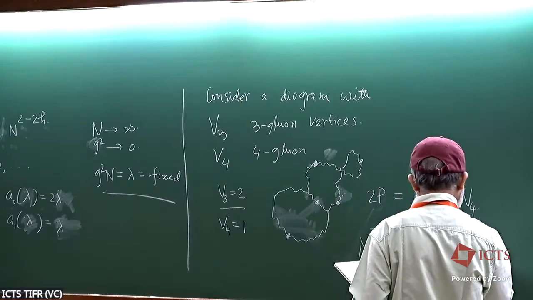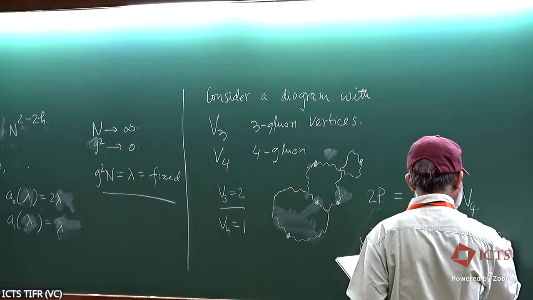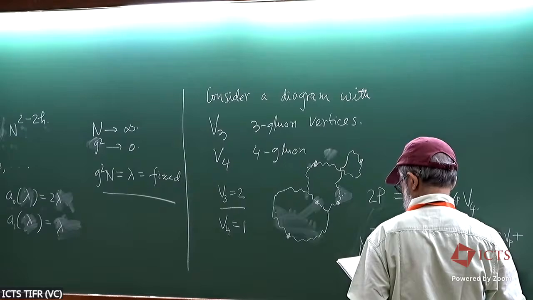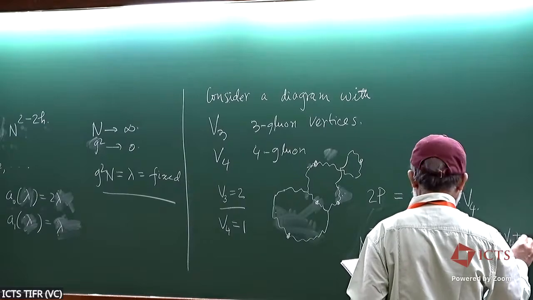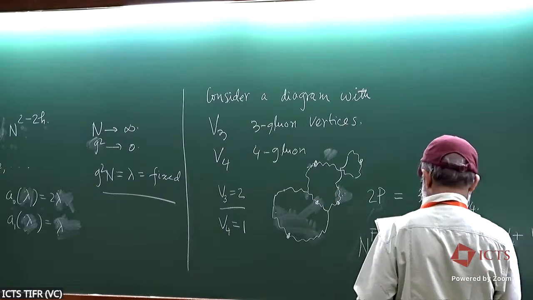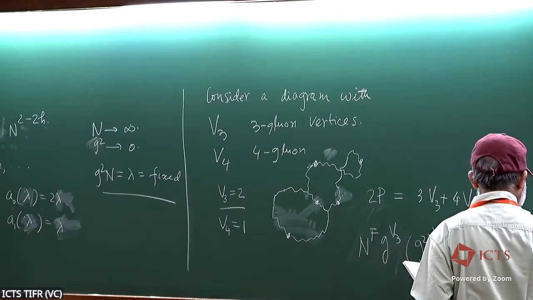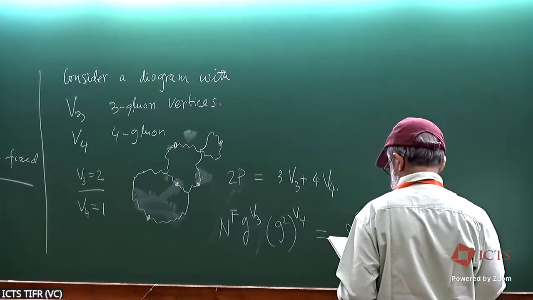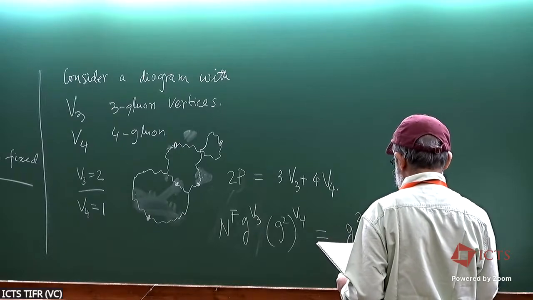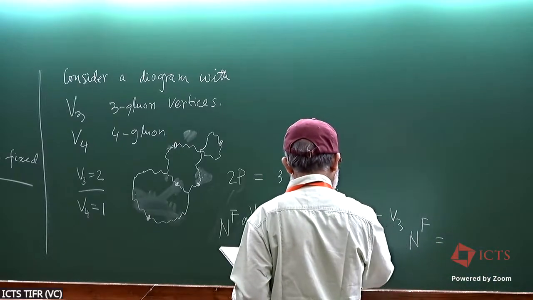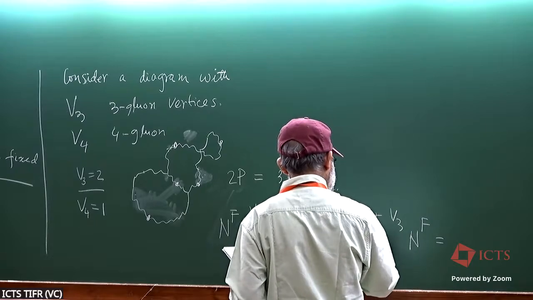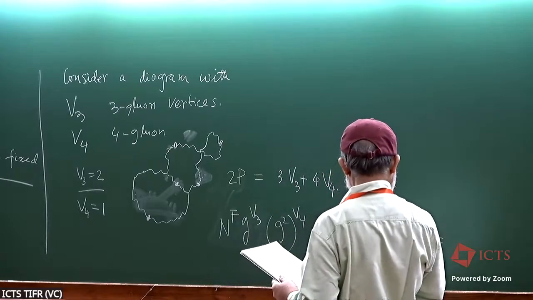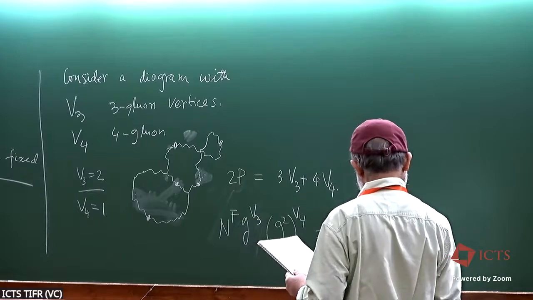Let's write it. Let's count the number of g's: g to the power 2v4 plus v3, okay, n to the power f. I have not done anything, I have rewritten the same thing. And now, let me write this in one further step. I'll write it in terms of g squared with v3 by 2 here, right? This is the same thing as this, g squared to the power v4 plus v3 by 2.